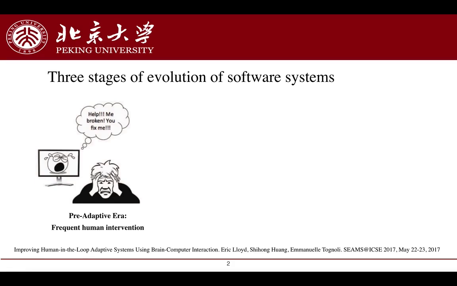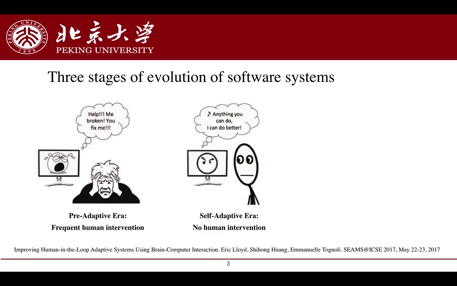Unfortunately, human error accounts for over 40% of system failures. Also, humans are very expensive, often comprising a large percentage of operating cost. And these reasons lead to a revolution on the system development. So we came to the self-adaptive era, which started around 2 decades ago.